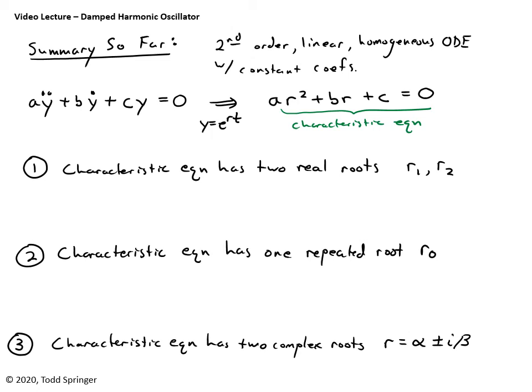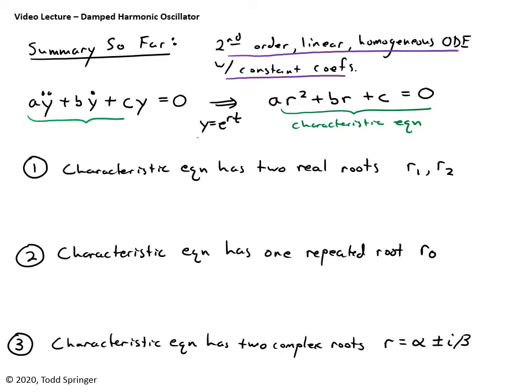So let me take a moment to summarize the story so far before we go on to the physical system of the mass on the spring. So we've been talking for quite a while about these special kinds of ODEs, second order linear homogeneous with constant coefficients. So it's something that has this kind of form: A y double dot plus B y dot plus C y equals 0, where A, B, and C are some numbers.